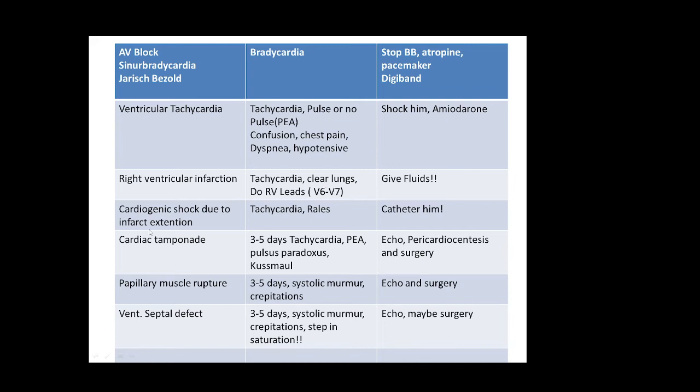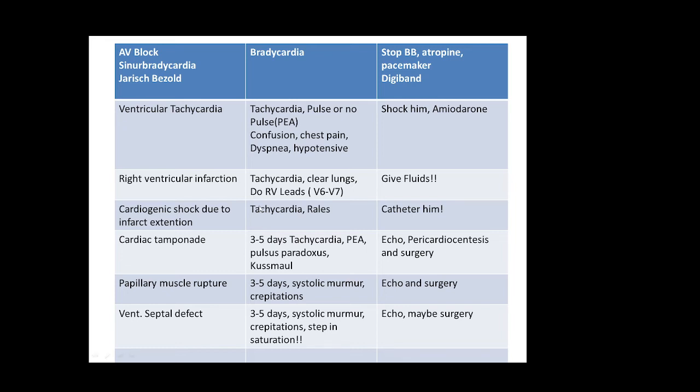Now, another possible complication is cardiogenic shock due to infarct extension. So if you have an inferior wall myocardial infarction and you have an infarct extension, and now you have the anterior wall involvement, so you have a massive myocardial infarction which causes cardiogenic shock. So shock means hypotension and tachycardia, and this is why we have tachycardia.